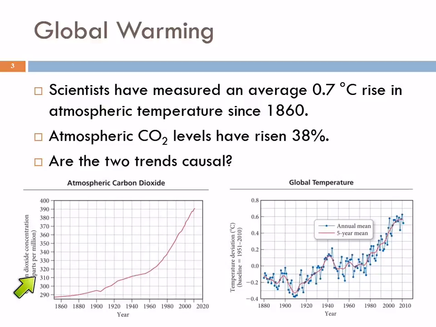So we observe that this trend in carbon dioxide is going up and that the temperature change is going up. And then we have to ask ourselves, are the two trends causal? Is the CO2 concentration change causing the temperature change? Or is the temperature change causing the carbon dioxide change? Or are they even related?